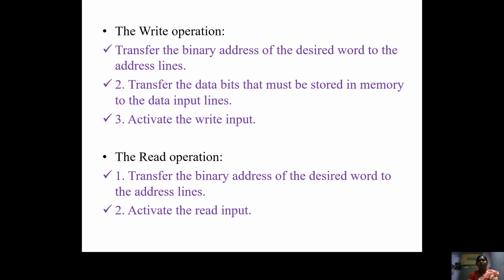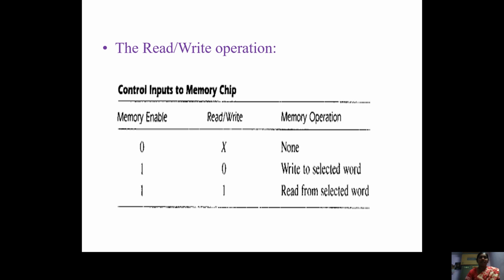Okay, so this is how we are going to represent the read or write operation. The control inputs to the memory chip: only when memory is enabled is it possible to write or read, otherwise it's not possible. If memory enable is 0, the read or write operation is not done, so the memory operation is nothing.